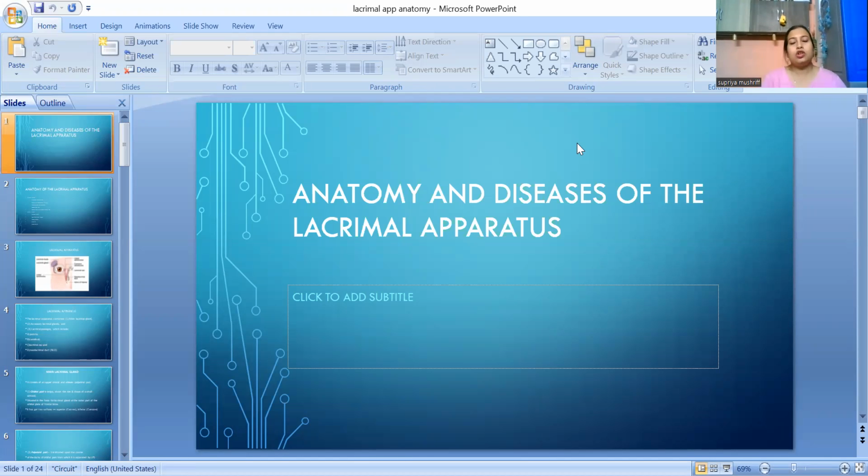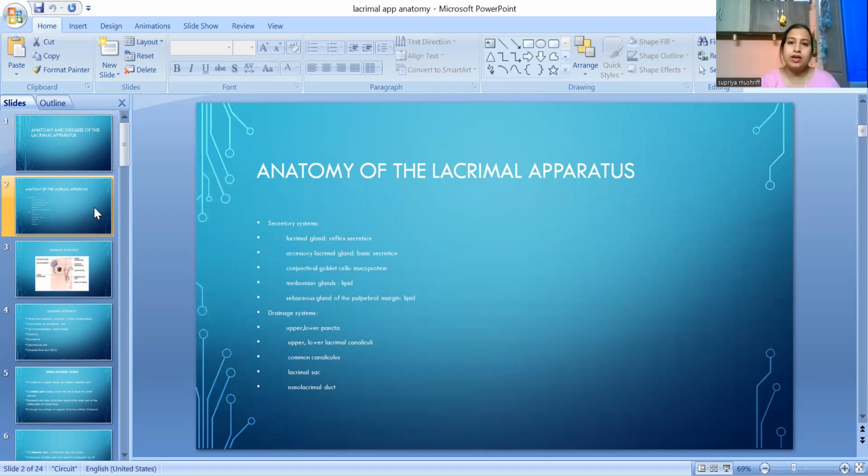Everyone. So the topic of my lecture is anatomy and diseases of lacrimal apparatus. So to start with, first anatomy of lacrimal apparatus. Sorry for the small fonts. It consists of two systems: secretory system and drainage system.